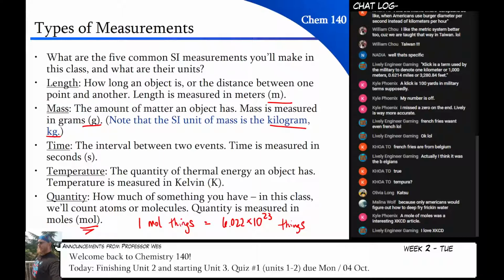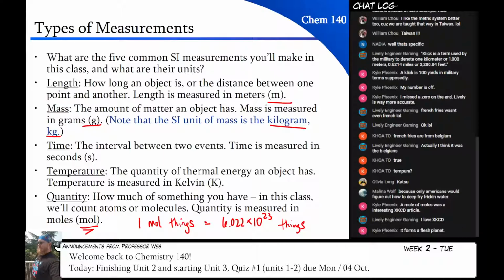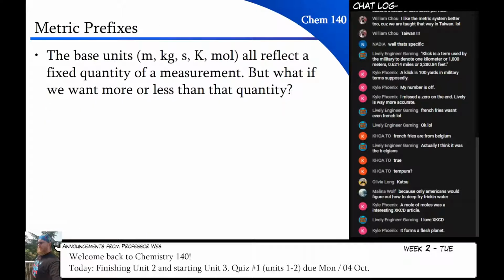So those are the 5 units that we're going to use. We're not going to worry about the mole until unit like 11. So you don't have to worry about the mole for now. But the other 4 are going to come up more or less sooner or later. And we'll talk about those fairly shortly for some of these.